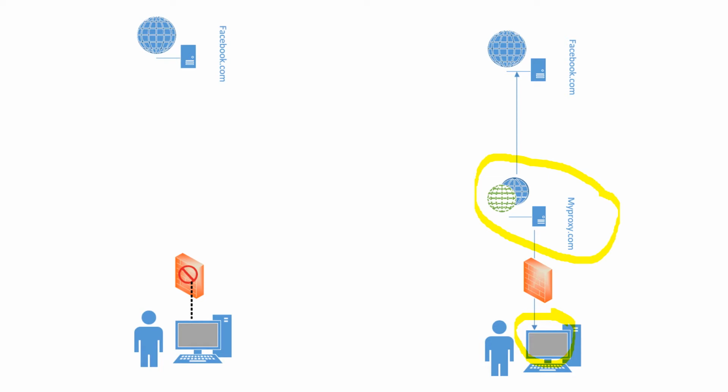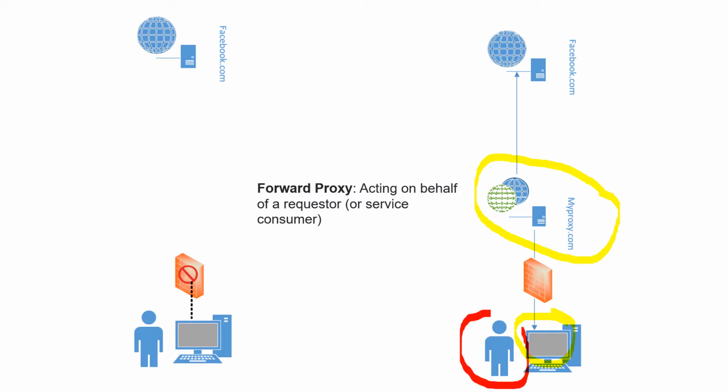But let's see the bullets to understand more details on this. The forward proxy is acting on behalf of the requester. It is acting on behalf of the user. This is a major difference between the forward and the reverse proxy. So it is very important to see that it acts on behalf of the requester.